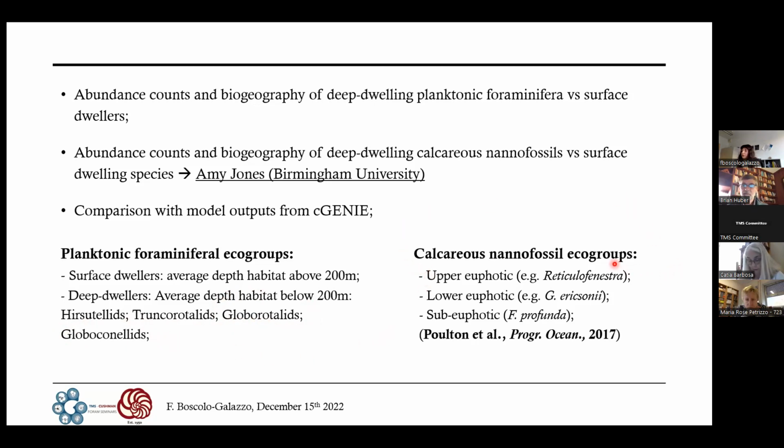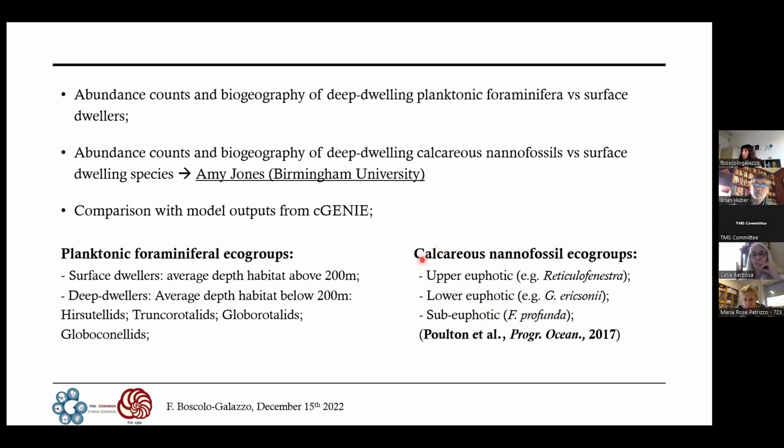For the calcareous nanofossils, we do not have depth habitat reconstruction. For the grouping, we used depth habitat from Poulton et al. 2017, who sampled basically coccolithophores at different depths in the Atlantic Ocean and inferred depth habitat based on that. Because the species in our samples are all living today, we could make this kind of direct comparison. So for calcareous nanofossils, we recognize three groups: the upper euphotic group, the lower euphotic, and the sub-euphotic group.